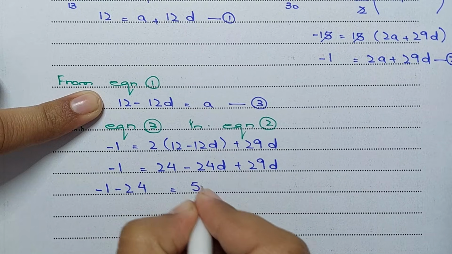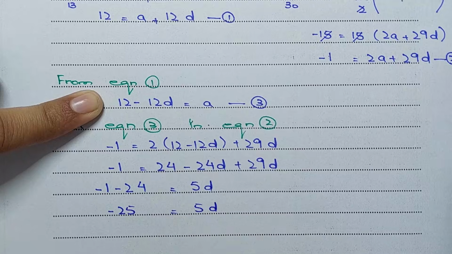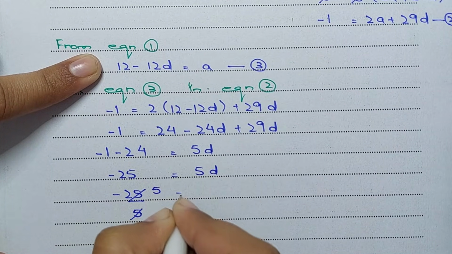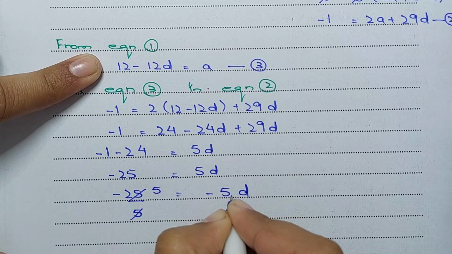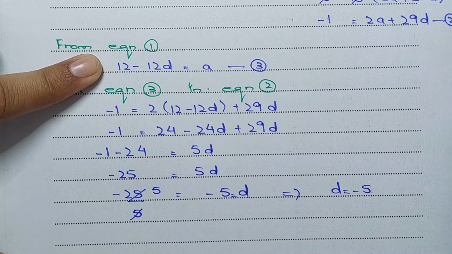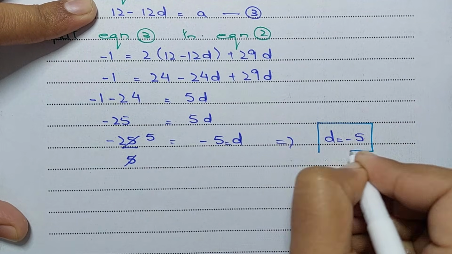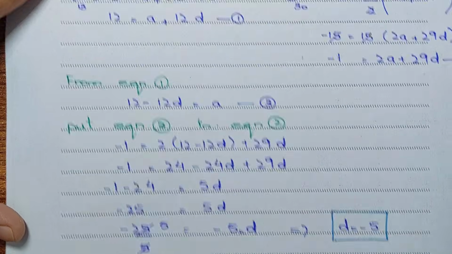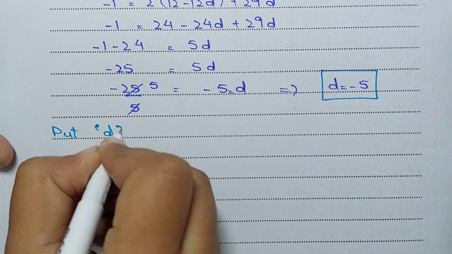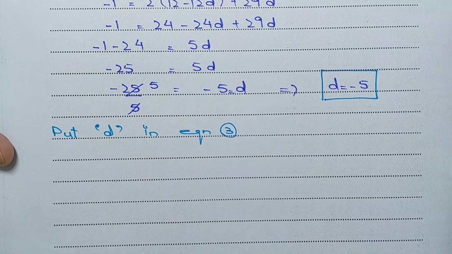This is 5d. This is minus 25 is 5d. Minus 25 divided by 5, 5 times 5 is 25, negative 5 is the value for d. So d equals minus 5. Okay, so we got the value for d. Now substitute this d value into your equation 3 to get a. Put d in equation number 3 and solve for a.